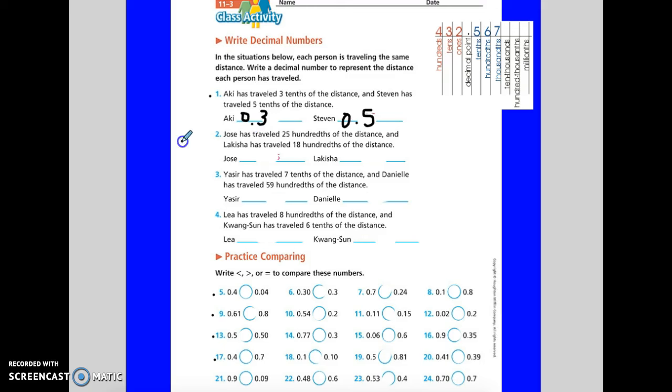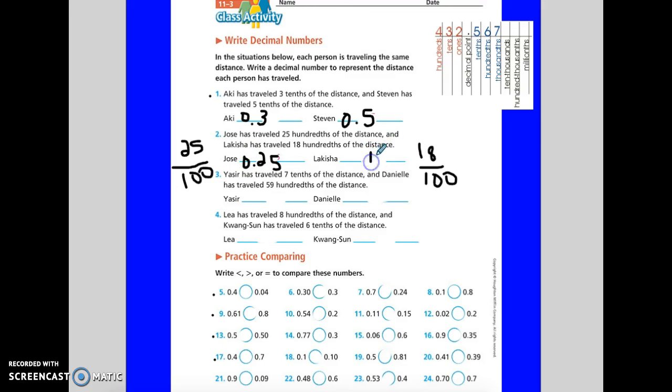All right, so for Jose, I would have done 25 over 100, and for Lakeisha, I would have written 18 over 100. All right, and then I would count my zeros and use that to help me figure out my decimal. So in this case, I count my zeros. There's 1, 2. I'm going to rewrite this number. So 25, and then I counted 2 zeros. So I'm going to start behind the 25, where my decimal spot is, and I go 1, 2, add my decimal, and add my 0. So there's 0.25. And then I'll do the same thing with 18.